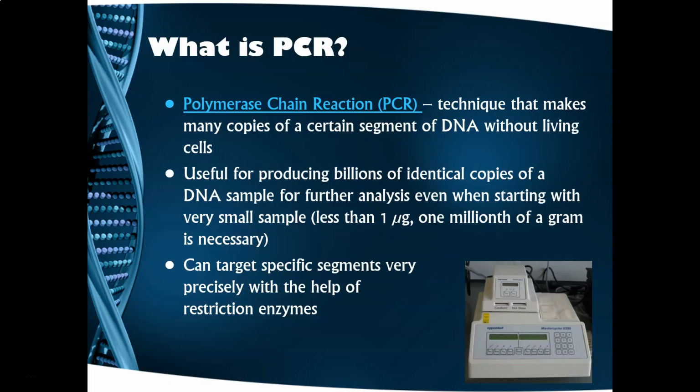But what it's able to do is take even a really small amount of DNA. We're talking less than a microgram. So 1 millionth of a gram is necessary at minimum in order to do this. But then I can take that DNA sample and make billions and billions of identical copies of it, really within a couple of hours. So that's pretty crazy. I can also be very specific about targeting just the sequence that I want with the help of restriction enzymes, and we'll talk about these things called primers in just a second.